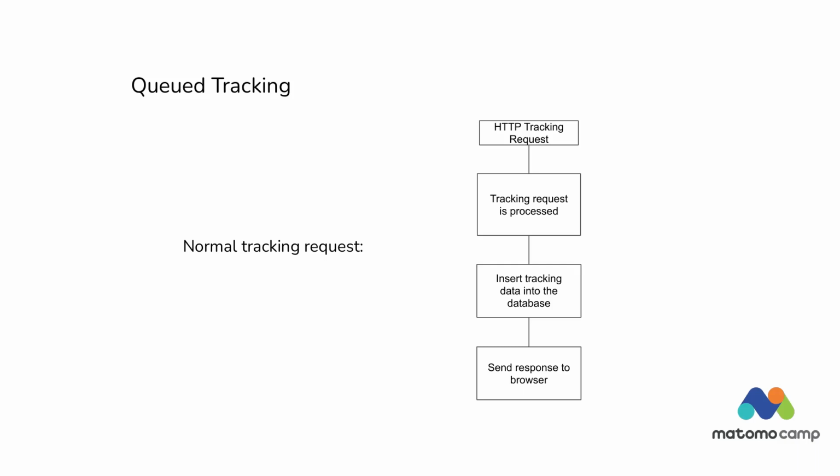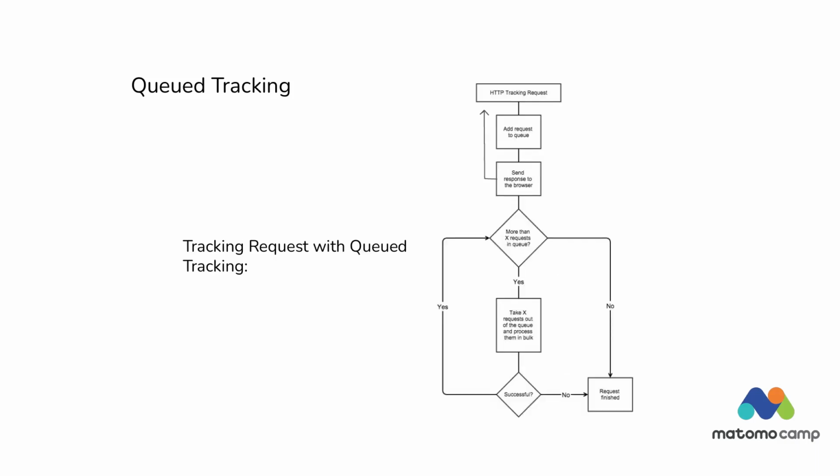Now, with the queue tracking plugin, this behavior changes in a few key ways. As we can see on the next graphic, here at the top again, we can see the HTTP tracking request. As soon as that is received by the server, it's put into a queue, and then immediately the Matomo server responds to that browser or device or application to say, great, I've got that tracking request, you can carry on. Once that tracking request is placed into the queue, there are a few different things that can happen.